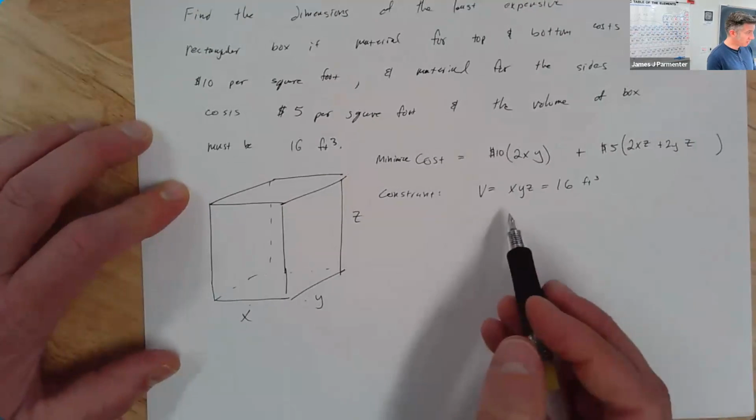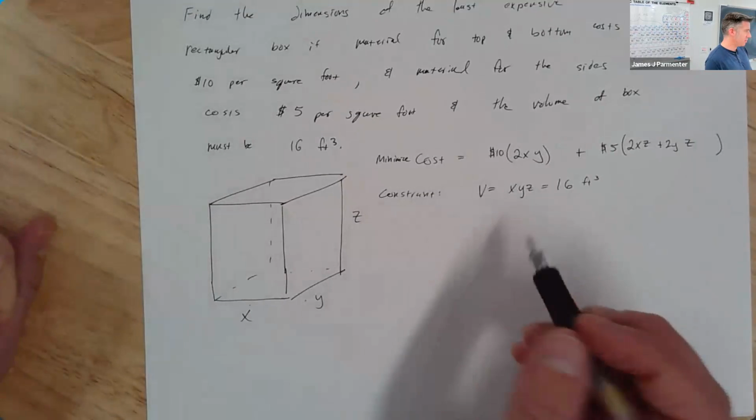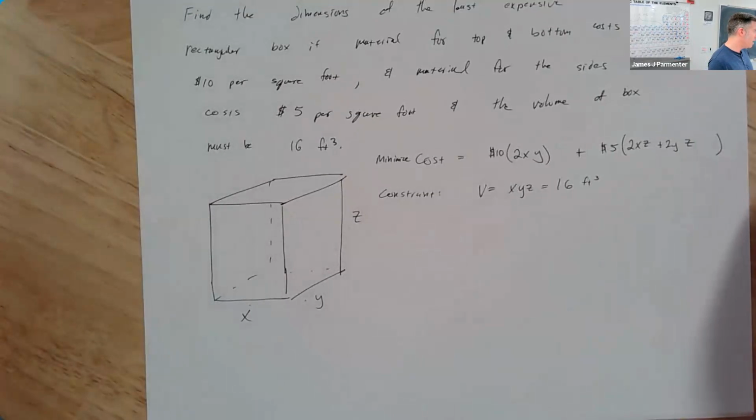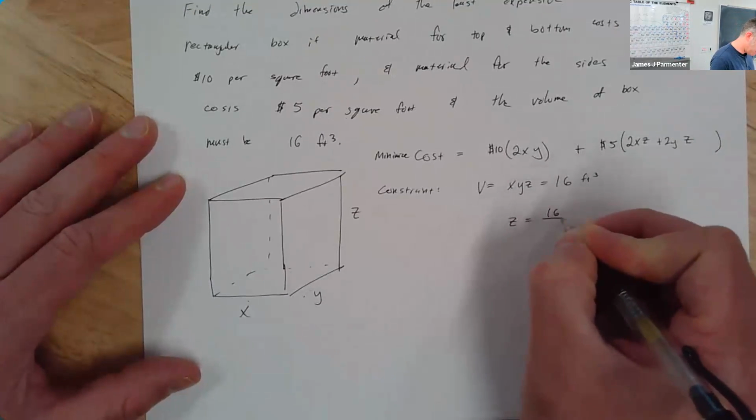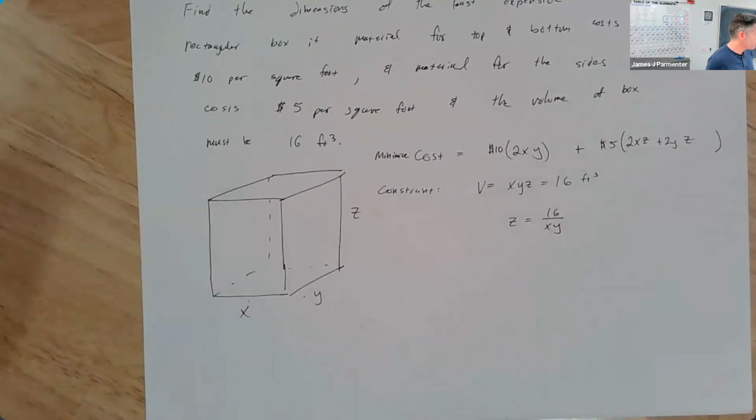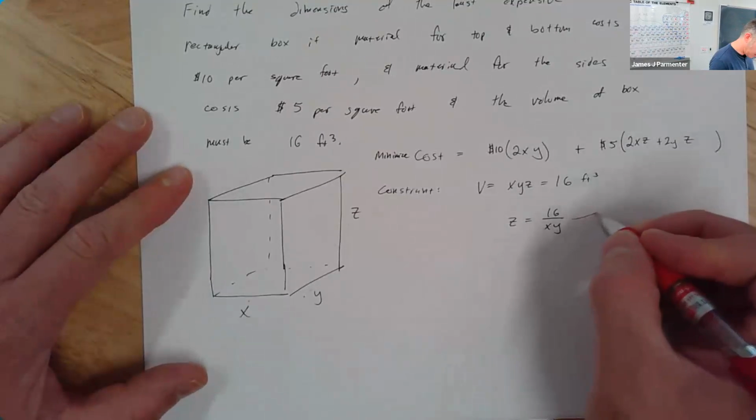So then you can take your constraint and solve for one variable. And if it feels like it doesn't really matter which one you solve for, I usually try to solve for z so that I'm writing my function in terms of x and y like we usually do. I'm going to say that z is 16 divided by x times y, and I'm going to substitute that in for z in my equation here.